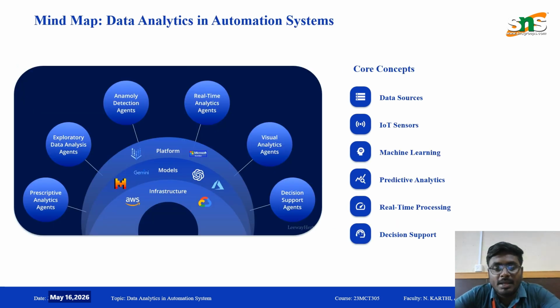And the mind map summarizes the entire ecosystem. At the center, we can see the core concepts. Surrounding them, we have IoT sensors, machine learning, predictive analysis, real-time processing and decision support systems. All these elements work together. Data from sensors is processed in real time using machine learning models to support timely decisions. So walking through the mind map branches using the pointer, this slide is visually rich. Spend some time on it.